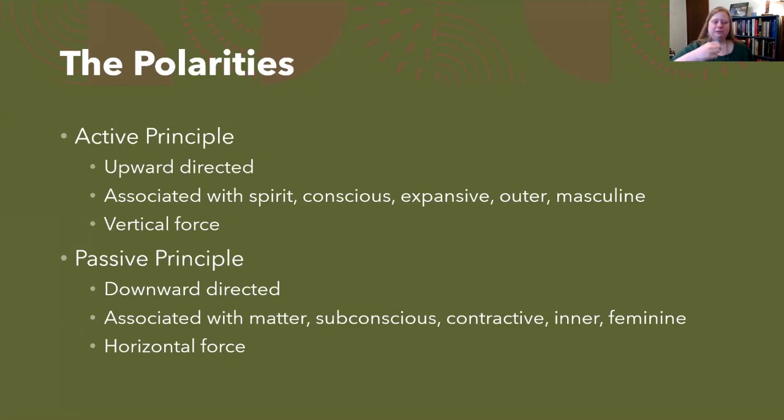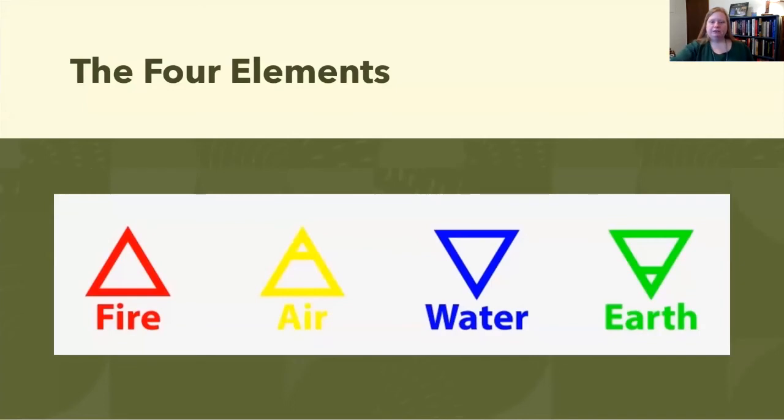The passive principle, or the receptive principle, is also indicated by a horizontal line. So it's either downward directed or it is the horizontal plane, as opposed to the active principle, which is a vertical plane. So the 4 elements, and you can see some of our symbolism in the elemental glyphs.